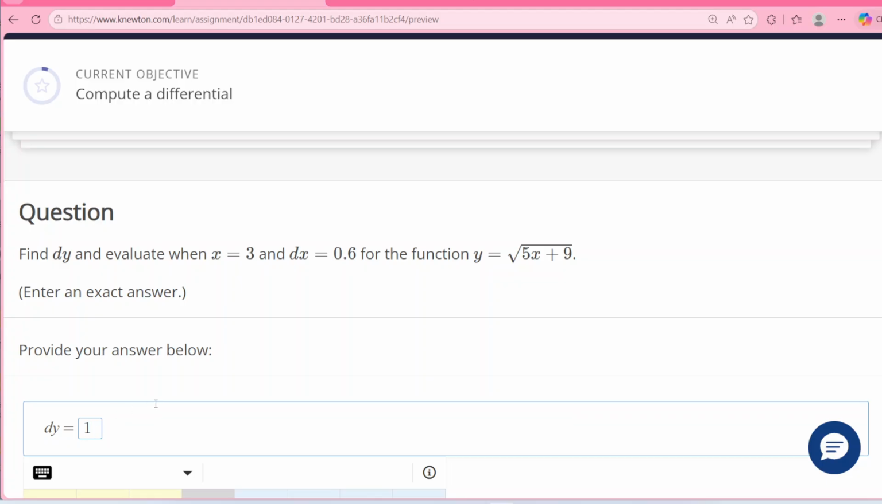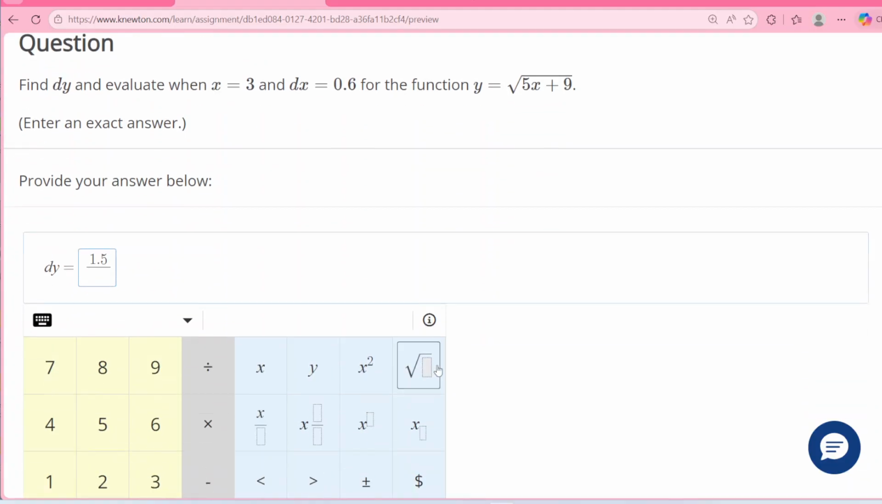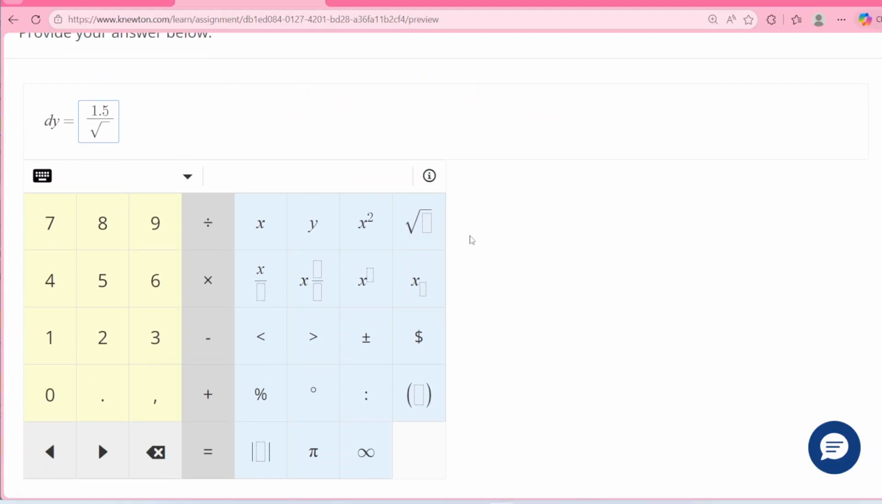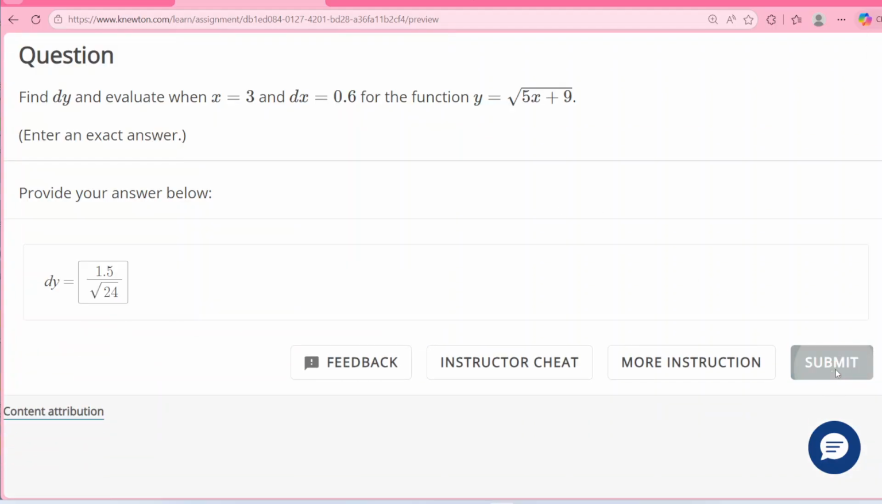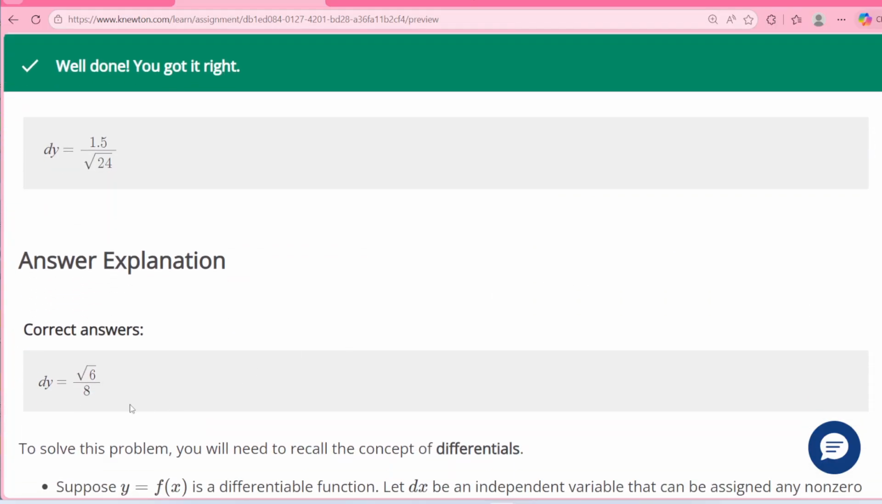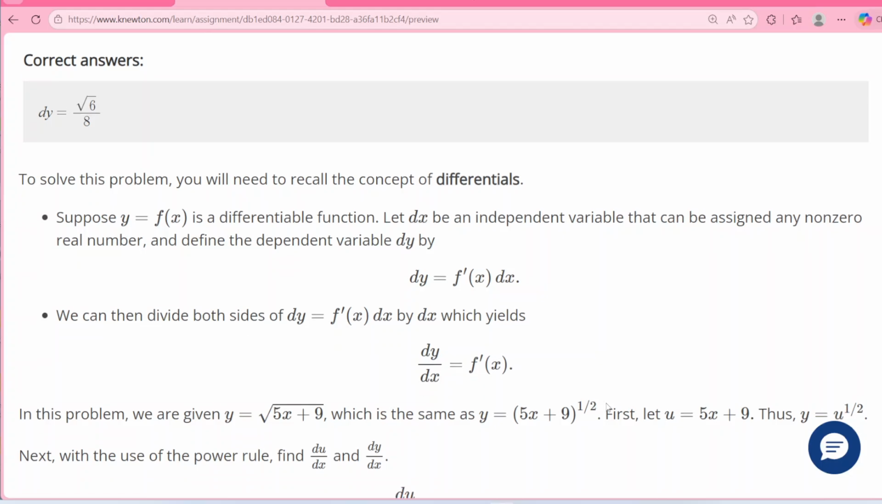So dy equals 1.5 in the numerator divided by the square root of 24 down here in the denominator. Now they simplified it, of course, and rationalized, made it square root of 6 over 8. But as you've seen in a lot of these problems in previous assignments, if you enter an answer that's equivalent to what they have, they should be taking it.